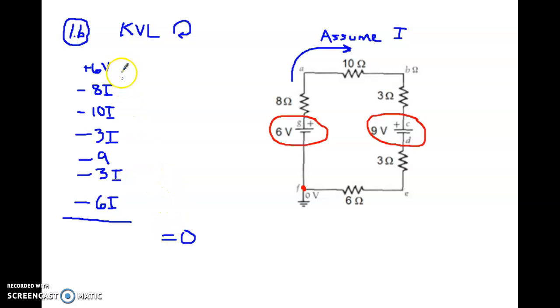All right, so we've got two values, the 6 and the 9, that have no letter I in them. Adding those together gives me minus 3. I'm going to leave out all units at this point. Now, everybody else, the 8, the 10, the 3, and the 6, added together has an I on it, and they're also all negative. That's going to be my first clue that I chose my current direction wrong. 8 and 10 is 18. 3 and 3 is another 6, so that's minus 24. And another 6, that gives me 30. So I've got minus 30I.